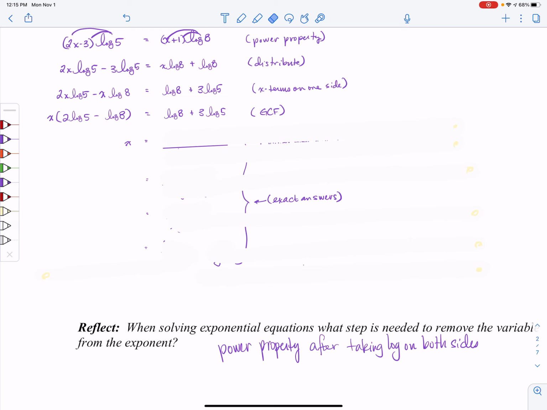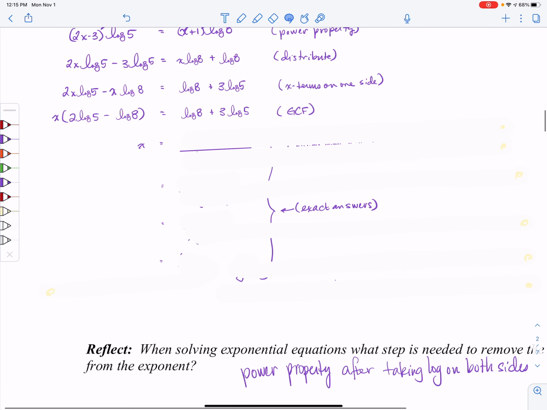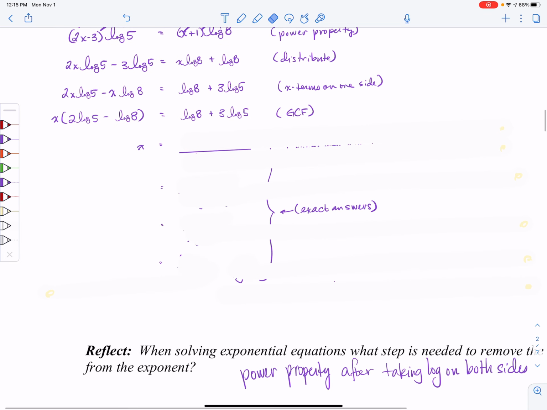Remember that the ultimate goal here was to solve. That's what we were asked to do, is to solve. So we want to get x alone. And so I'm going to divide on both sides by this whole entire quantity that's being multiplied by my x. So this is the original right-hand side, and let's divide by that quantity. Now, to be honest, this is a good exact answer.